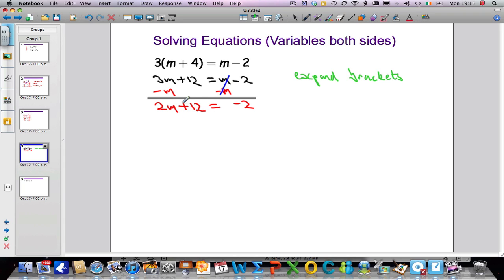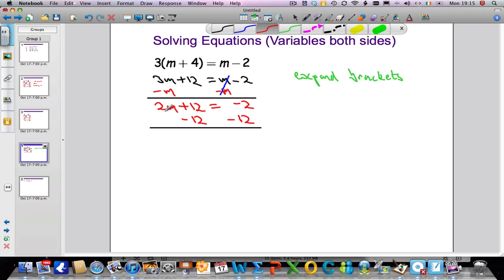Second step, I want to get rid of this 12 now. In order to get rid of that 12, I need to take away 12. If I take away 12 from 12, we get 0. But what I do to the left hand side, I must do to the right. So I'm going to take away 12 here. Do the same to both sides. Remember, always do the same to both sides.